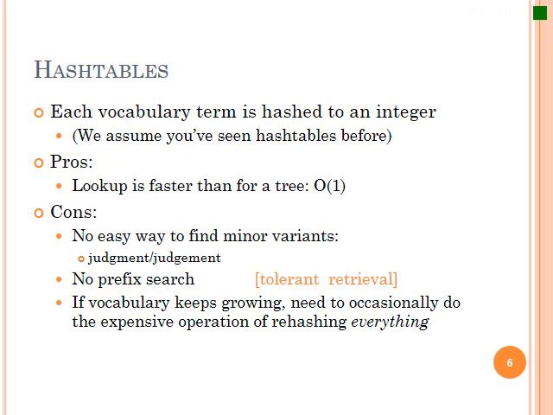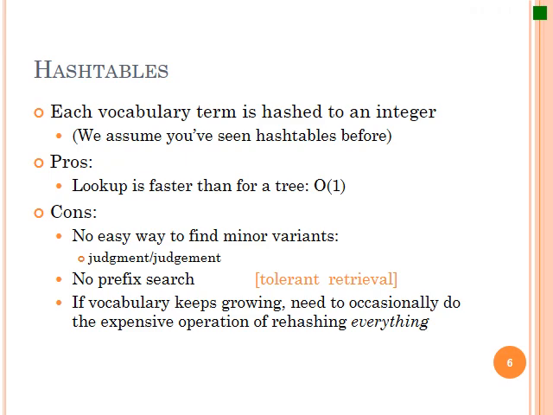But the downside is that there's no easy way to look for minor variants, right? So imagine that you have these two words, judgment and judgments. This is the American spelling, right? This is the British spelling. And even though the two words are exactly the same, modulo this small difference, which is the missing E here, if you hash it, these two words will completely be hashed to different buckets, right? So they will be two different words.